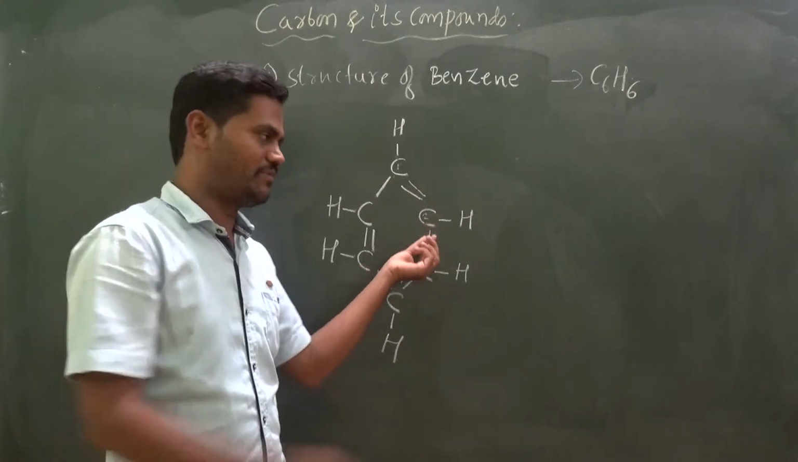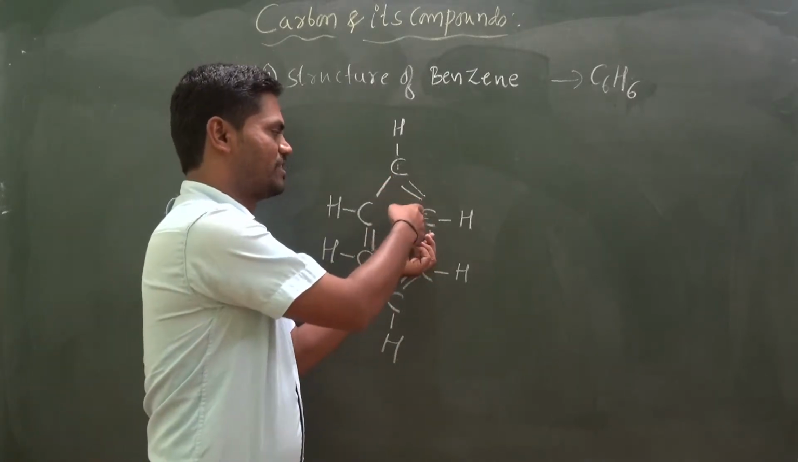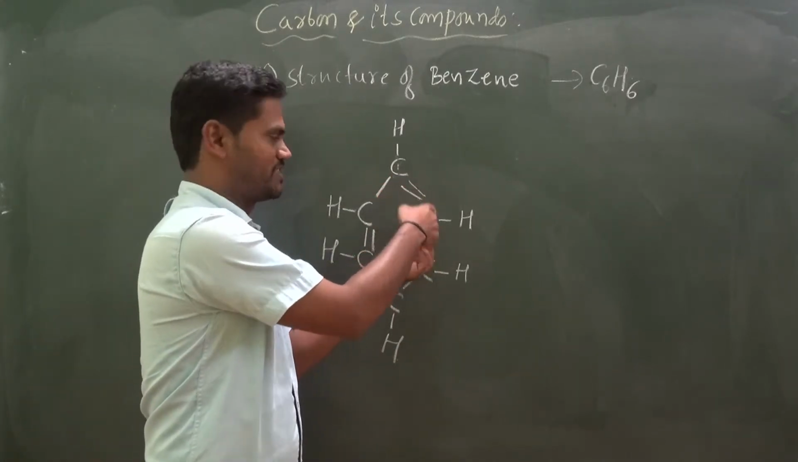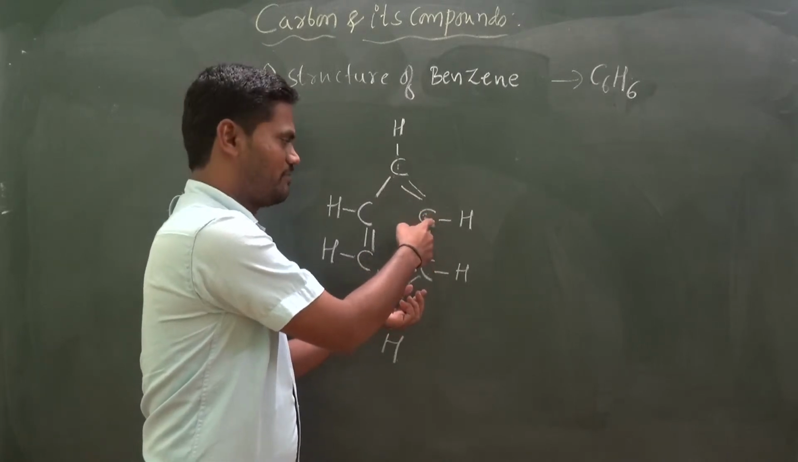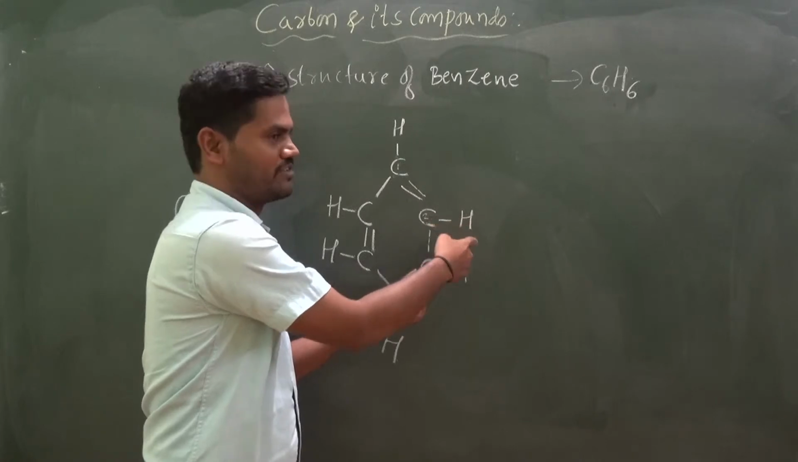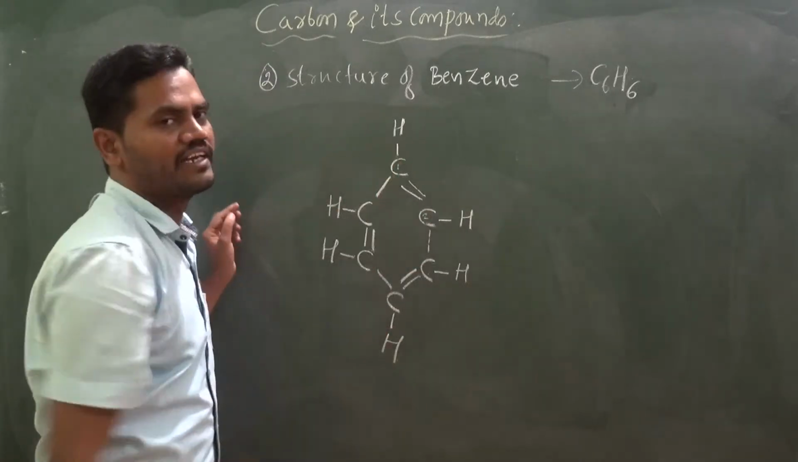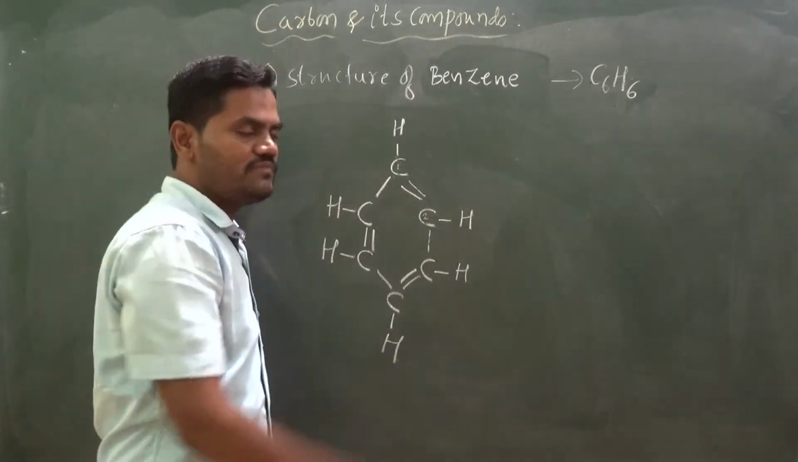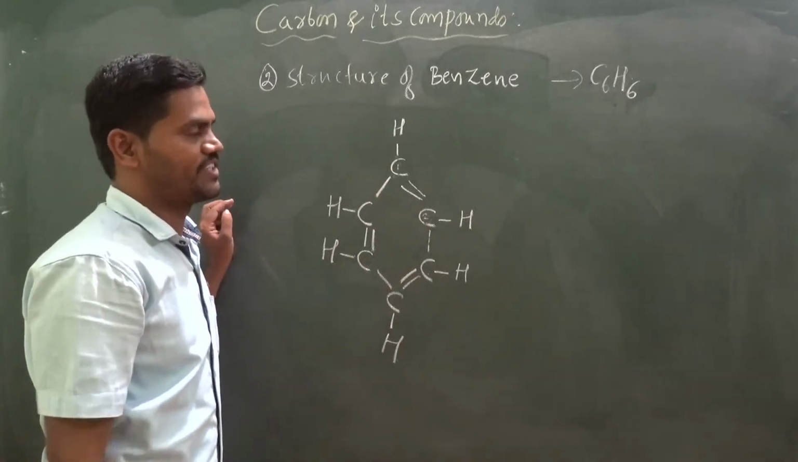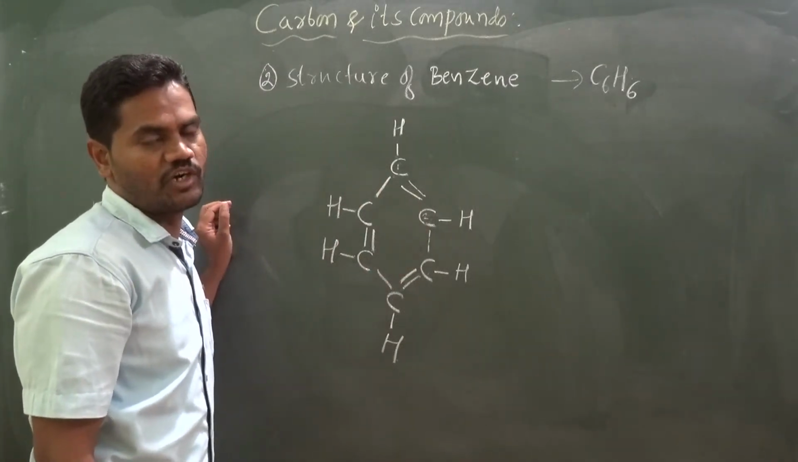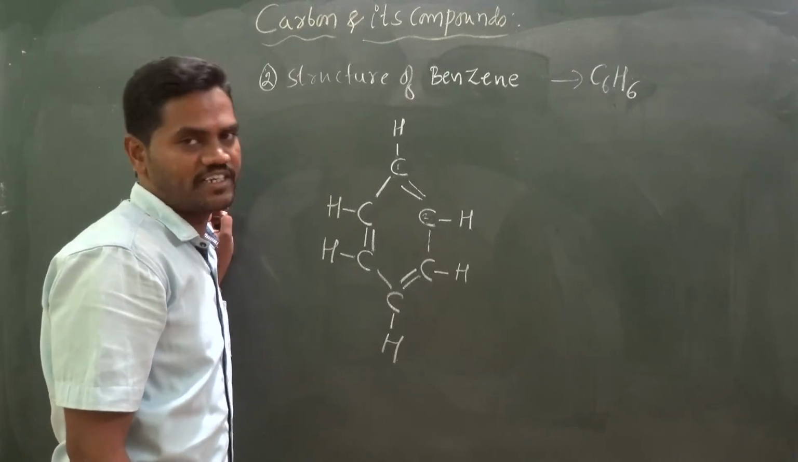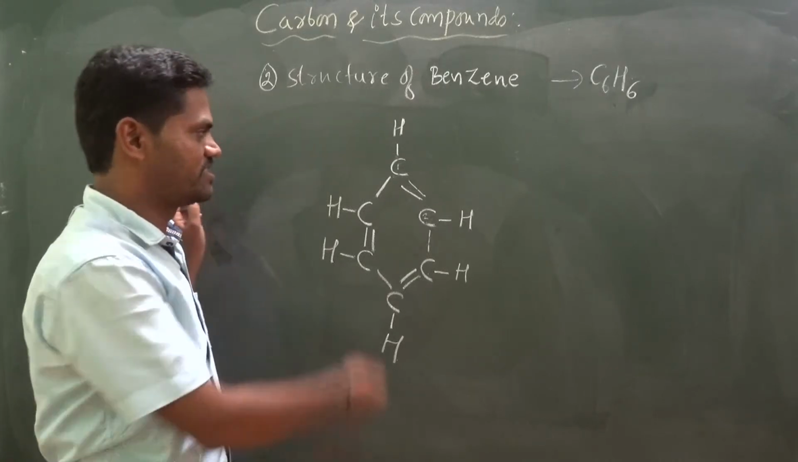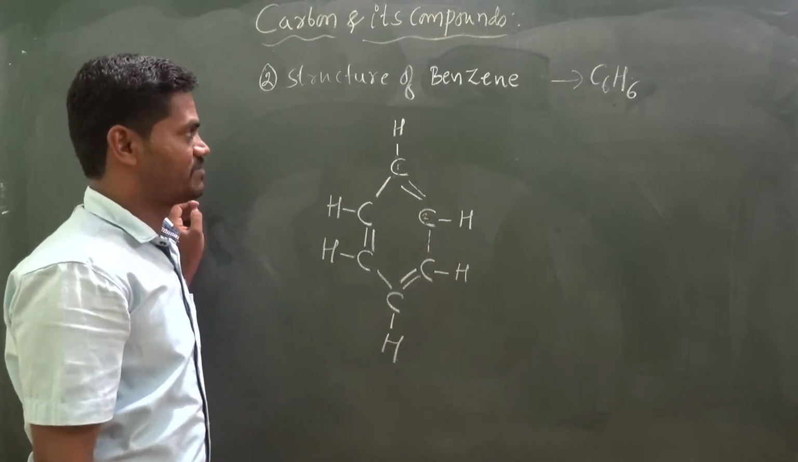Okay, second carbon. Second carbon means already with the first carbon a double covalent bond is present, and with the third carbon a single covalent bond is present. So that's why I make a single covalent bond with one hydrogen. Okay, this is the same for all the carbon atoms. So this is regarding the structure of benzene. You should know the molecular formula and also how to write the structural formula. So this is regarding the structure of benzene.